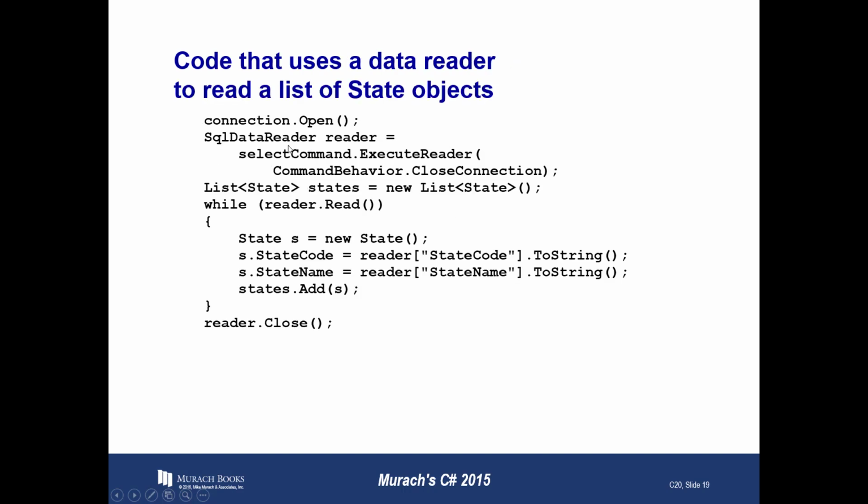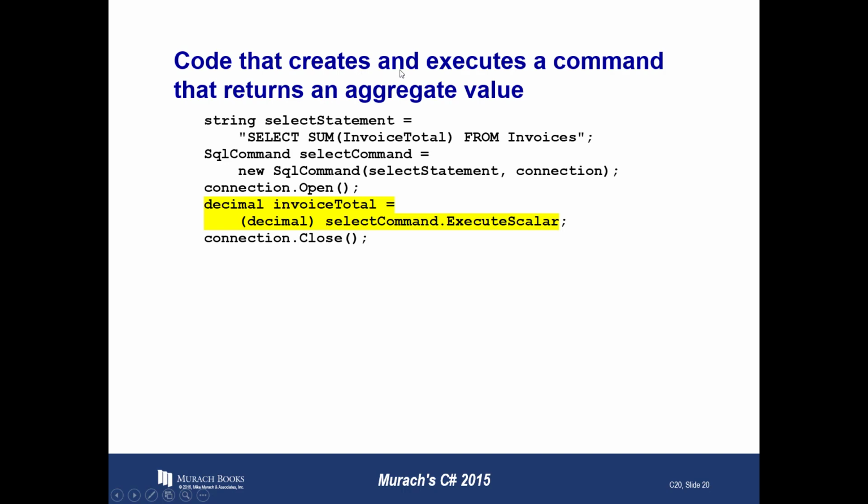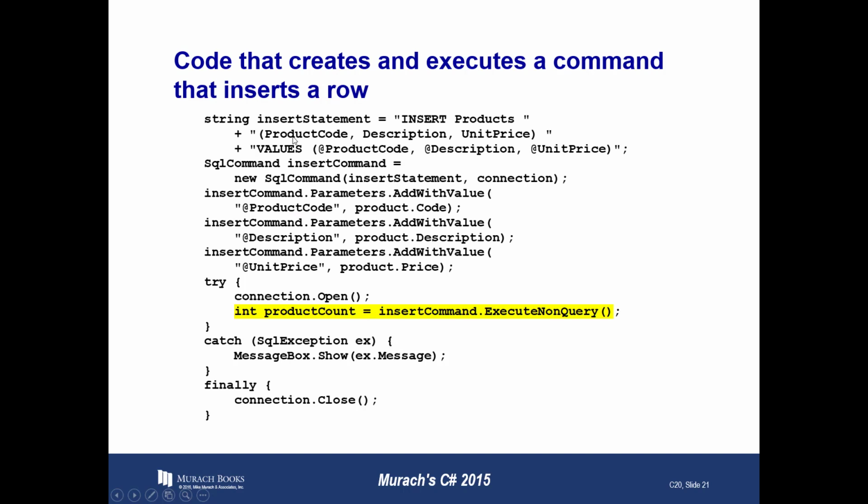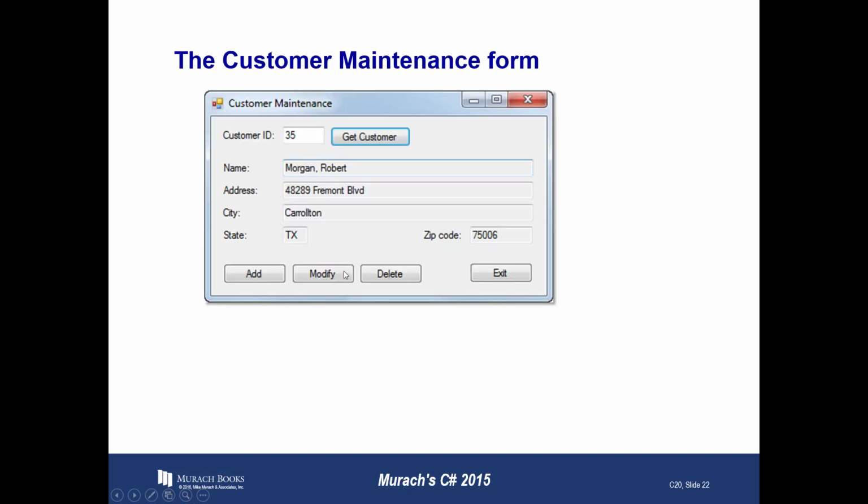So here we're reading in a list of states, code that creates and executes a command, and then returns an aggregate value. This, as it says here, is going to give us the sum of all of the invoices from our invoice table, and then give us that one sum after we've gone through the entire database, and then close our connection. Here's code that creates and executes a command to insert a row into a table. So there's a lot of different ways that you can do this stuff.